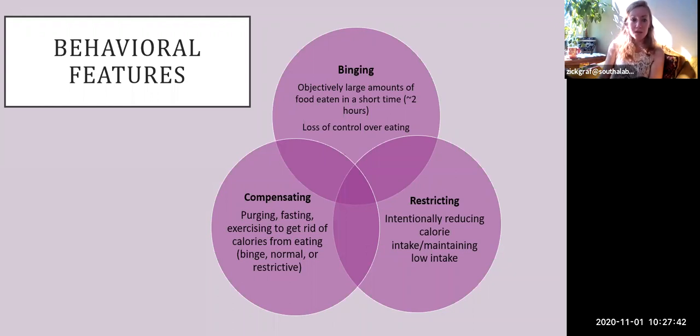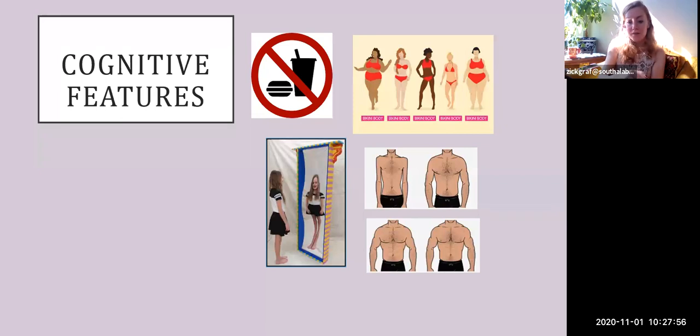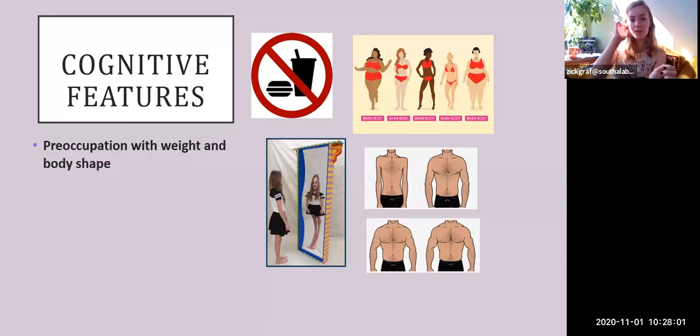So binging, restricting, and compensating are the three problematic eating behaviors that come up in all weight and shape related eating disorders, and that don't come up in ARFID. The cognitive features of restrictive eating disorders include preoccupation with weight and shape. So having a personal ideal body type in mind and thinking a lot about that body type, comparing yourself a lot to that body type, being really driven to get to that body type and being really dysphoric and upset that you're not at that body type.